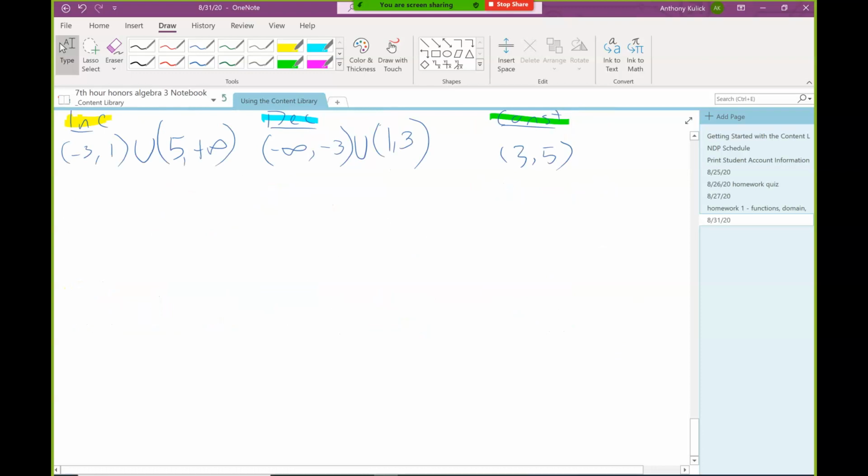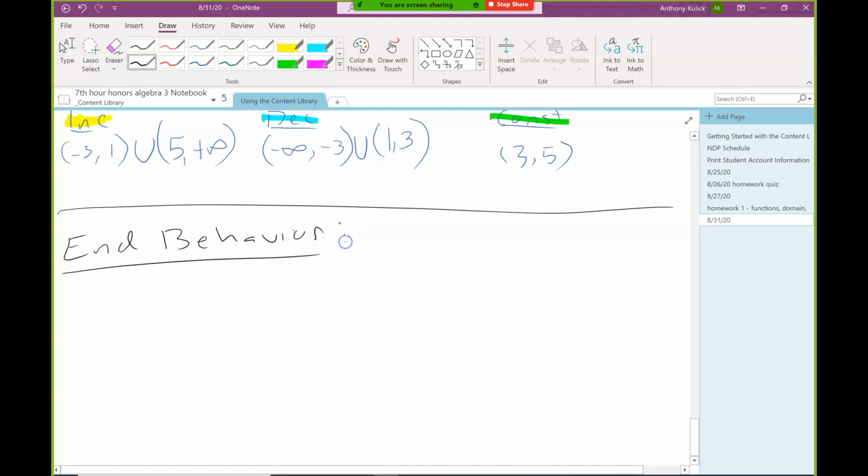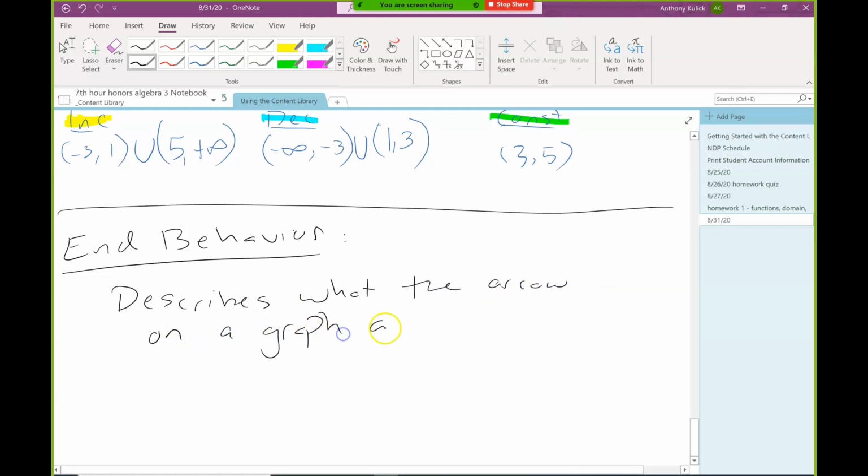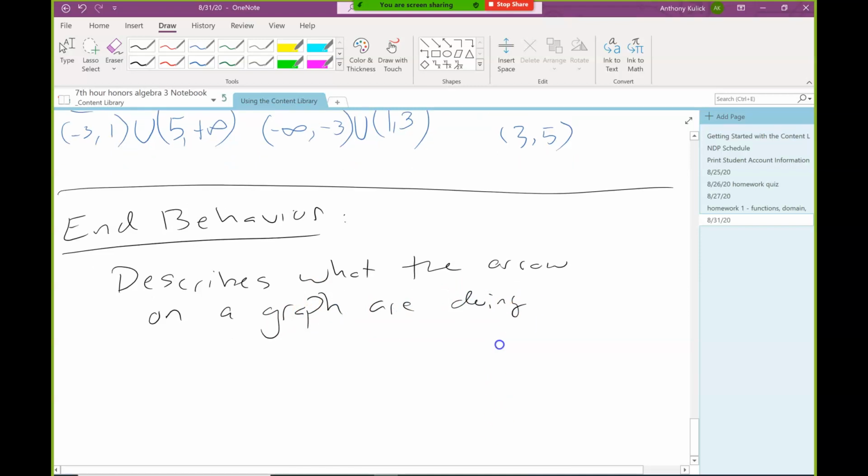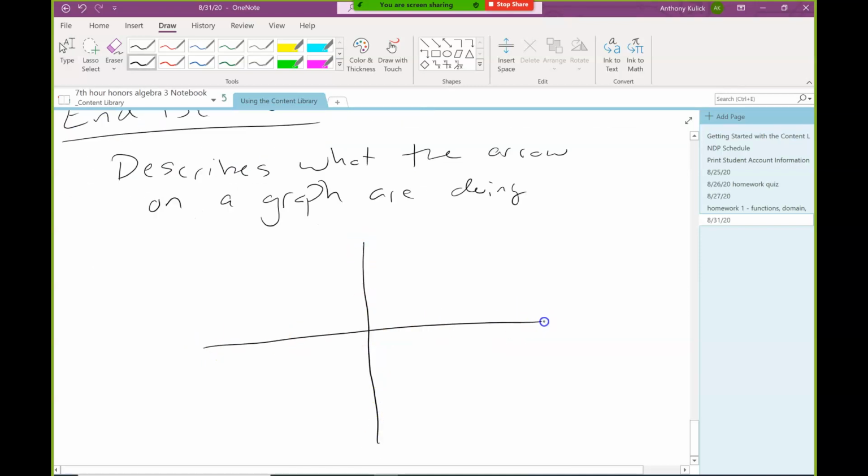The last thing I want to talk about today is something called end behavior. And again, I'm going to define this informally because for us, I just want you to be able to look at a graph and tell me about the end behavior, not so much worrying about proving anything with it. All end behavior does is describe what the arrows on a graph are doing. So we'll do a couple of examples here to get used to the notation, but in general, it's pretty easy.